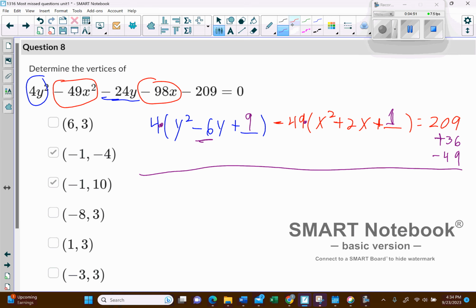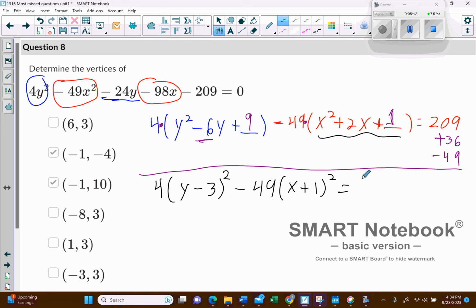And now it's time to start cleaning some stuff up. So this is going to be 4 times, we can factor this into y minus 3 times y minus 3, or we're going to put it as y minus 3 squared. Then minus 49 times, this is going to factor into x plus 1 squared. And then here, when we add this together, we're going to get 245 minus 49, I believe it's going to be 196.